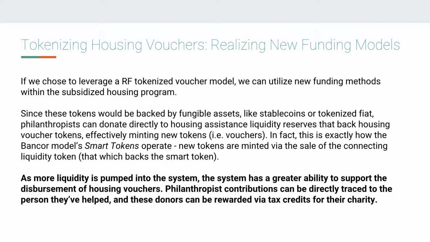So you can realize new funding models depending on how you tie your ecosystem to liquidity. Since these tokens are being backed by fungible assets like stablecoins or tokenized fiat, philanthropists could donate directly to housing assistance liquidity reserves that back houser tokens.